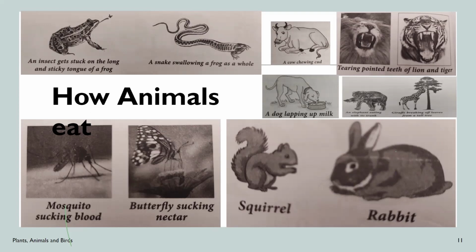A frog has a long and sticky tongue for catching its prey. An insect gets stuck on the long and sticky tongue of a frog. They roll their tongue into the mouth, and then the insect goes inside the mouth, and they swallow the prey. They don't chew.